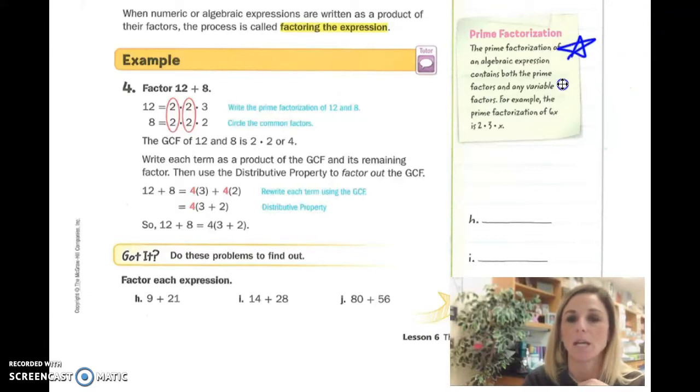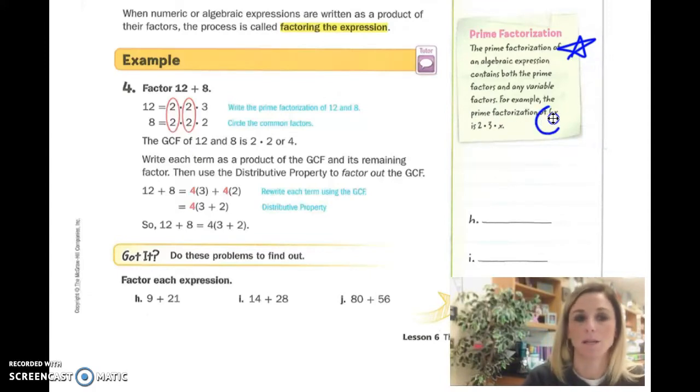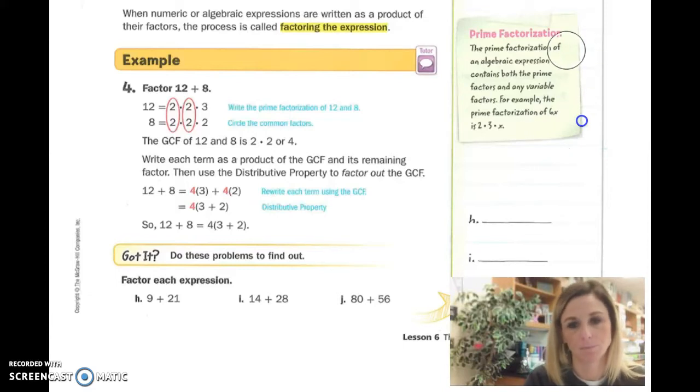So after you recall the prime factorization, which is key, take a look up here. You want to make sure that we take note of that. The prime factorization of an algebraic expression contains both prime factors and any variable factors. For example, the prime factorization of 6x is 2 times 3 times x. When you put that all together, you get 6x. So that is what we are going to be working on today, for this part of the lesson.